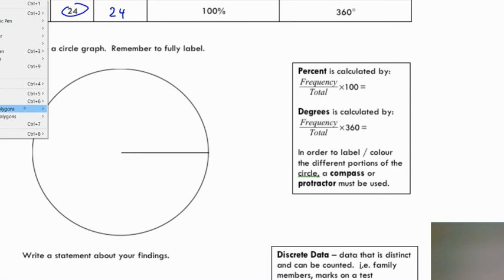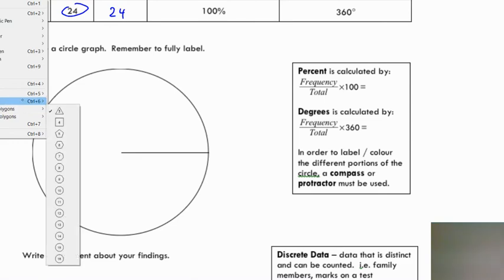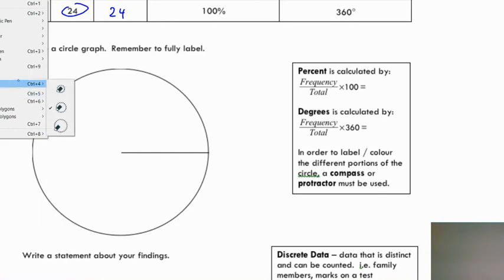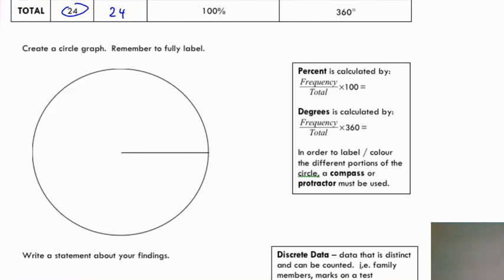Yeah, there's no overlay for protractor, unfortunately. So we're going to have to sort of go along with it, okay? All right.